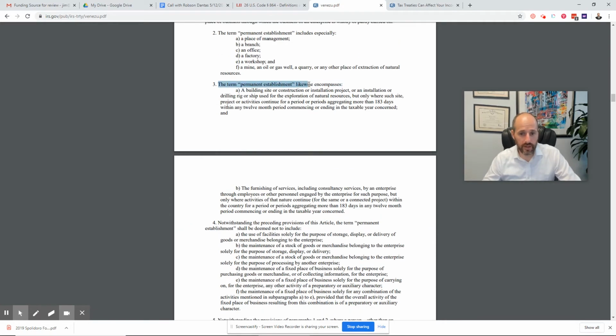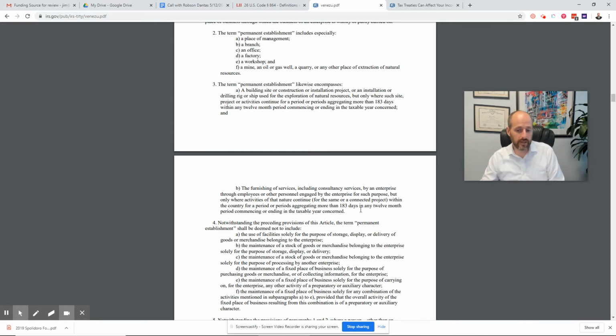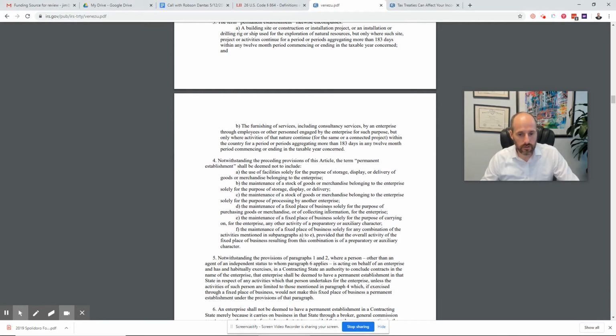Oh, here we go. The term permanent establishment likewise encompasses the furnishing of services, including consultancy services, by an enterprise through employees or other personnel engaged by the enterprise for such purpose, but only where the activities of that nature continue within the country for a period aggregating more than 183 days in any 12-month period. So through this treaty, if a foreign corporation is delivering personal services through employees or through contractors, because it says including consultancy services, through employees or other personnel engaged by the enterprise for such purposes, but only where they continue within the country for a period of more than 183 days, then that would be permanent establishment. Again, this is a treaty. So if you don't have a treaty, you don't get the benefit of that 183 days and this outstanding guidance to rely on. So let's see what else we got here.